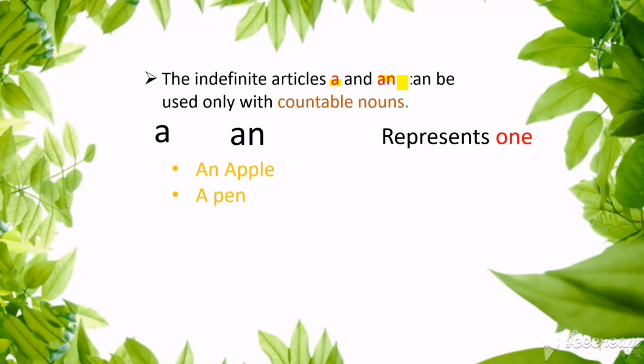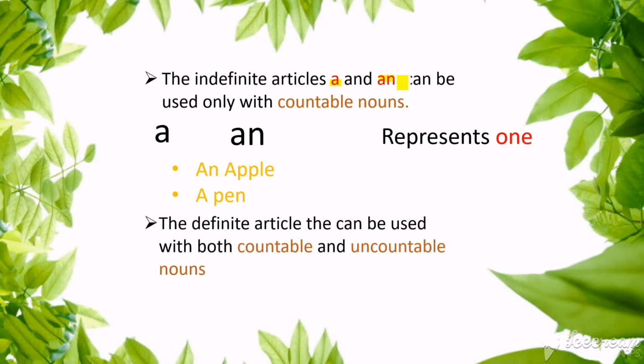For example, an apple, a pen. An apple means one apple. A pen means one pen. So this is how articles like a and an are used to represent countable nouns. Now we can see what definite articles are. There is only one definite article, that is the. But the is used along with both countable and uncountable nouns.